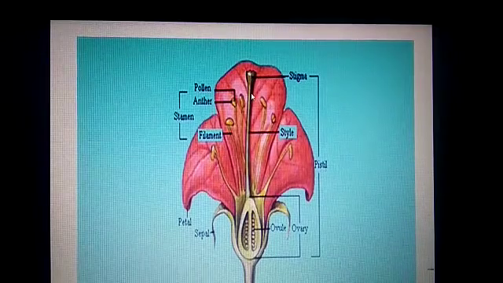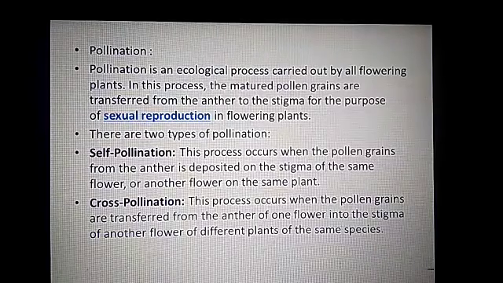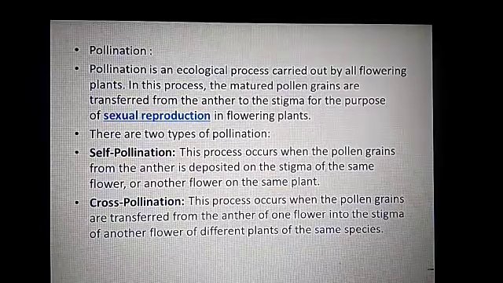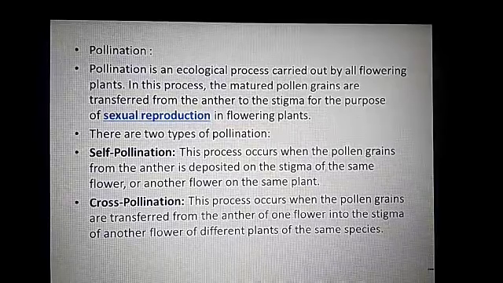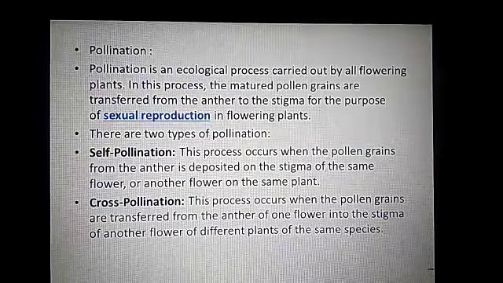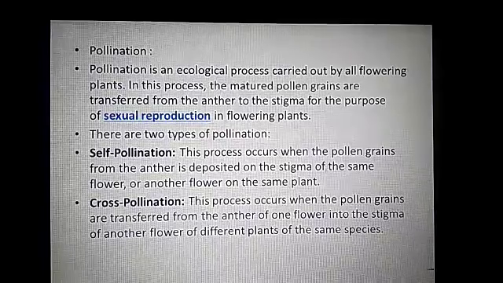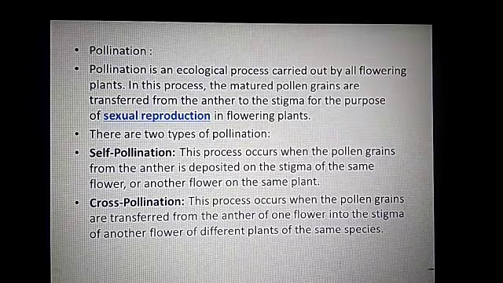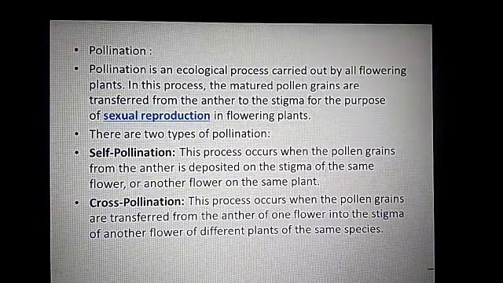Self-pollination is the process that occurs when the pollen grains of the anther are transferred to the stigma of the same flower or another flower on the same plant. And cross-pollination is the process that occurs when the pollen grains are transferred from the anther of one flower to the stigma of another flower of a different plant of the same species.